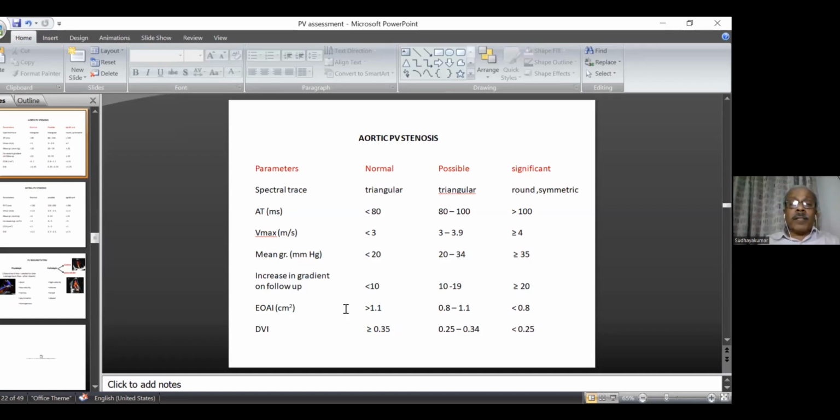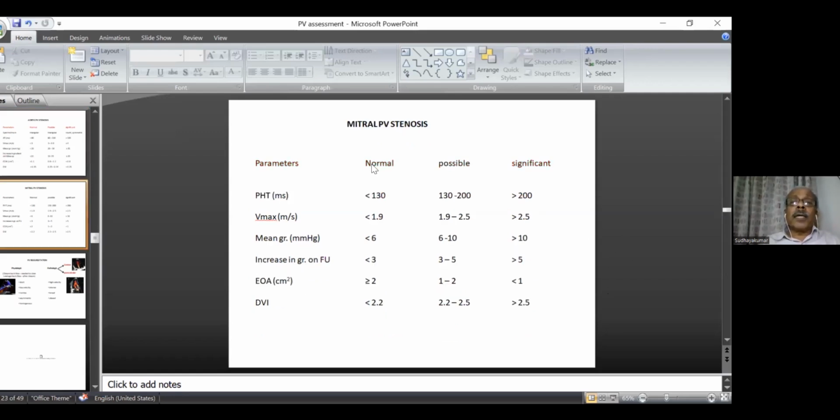Effective orifice area, not index, more than 1.1 centimeter square per meter square means it is normal. If it is less than 0.8, it is significant. Same thing for the Doppler velocity index, which some people call the dimensionless index. It should be more than 0.35 normally, and less than 0.25 indicates significant stenosis, as in the native aortic valve stenosis. You can note this down, it is important.